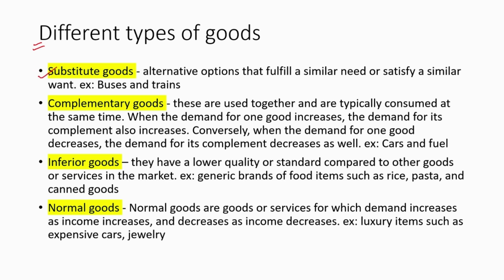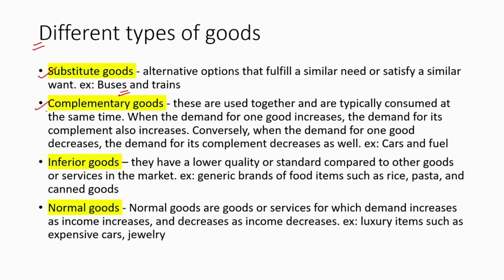Substitute goods: alternative options that fulfill a similar need or satisfy a similar want. As an example, buses and trains. Imagine you want to travel from point A to point B. There are buses and trains available. You can choose either because there is an alternative to buses or trains. So these can be considered substitute goods because both of them will fulfill a similar need.